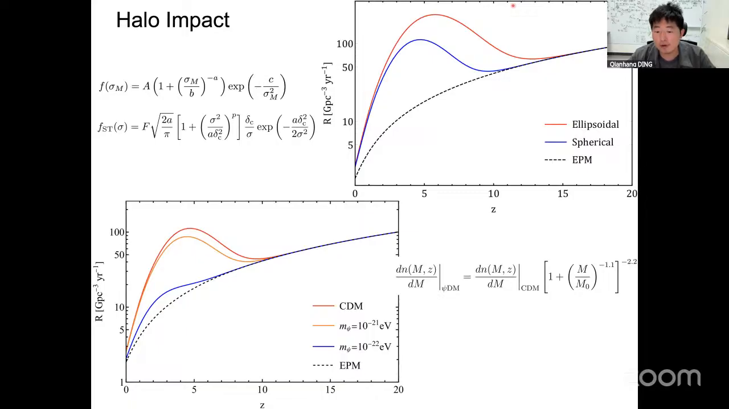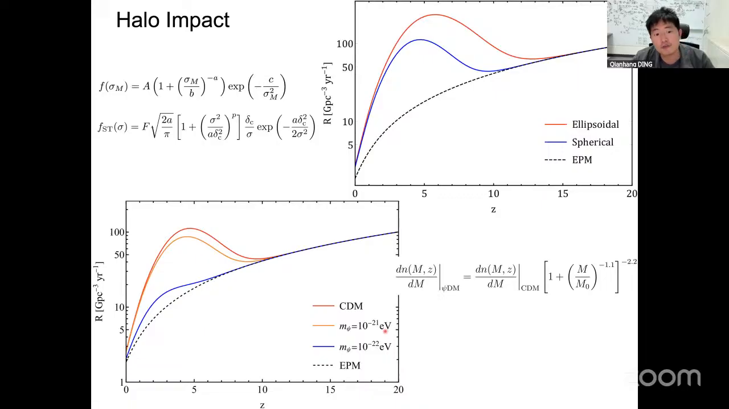Also, for example, if the dark matter is not cold dark matter but fuzzy dark matter, then for fuzzy dark matter the dark matter halo mass function is also different from the cold dark matter halo mass function. They have a modification on small scales. So here you can find the red line is the cold dark matter formation history induced merger rate relation with redshift. And the orange and the blue lines are the different fuzzy dark matter masses inducing the halo formation history and their corresponding merger rate with redshift.